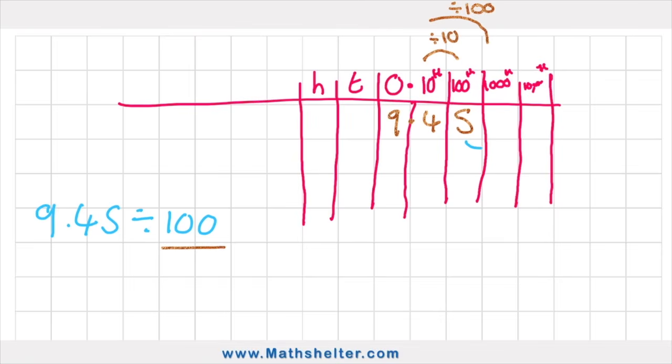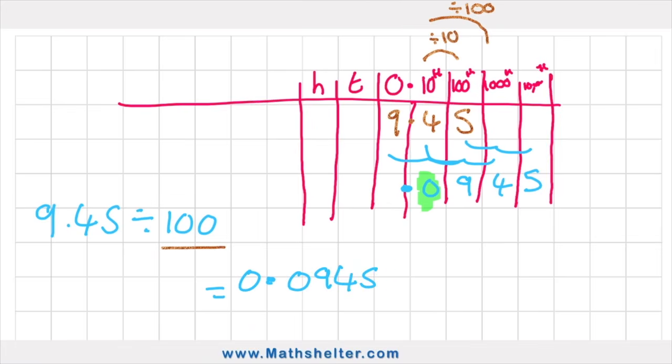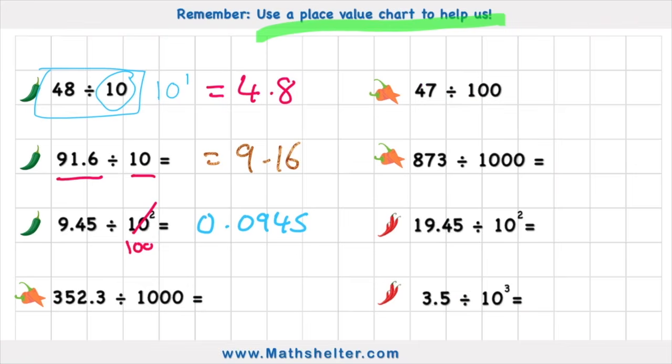My 5 hundredths become 5 thousandths. My 4 tenths become 4 thousandths. My 9 ones become 9 hundredths. And now you can see if I put my decimal, I have this gap again, which I need to fill with a placeholder. So my answer would become 0.0945, or 0.0945.